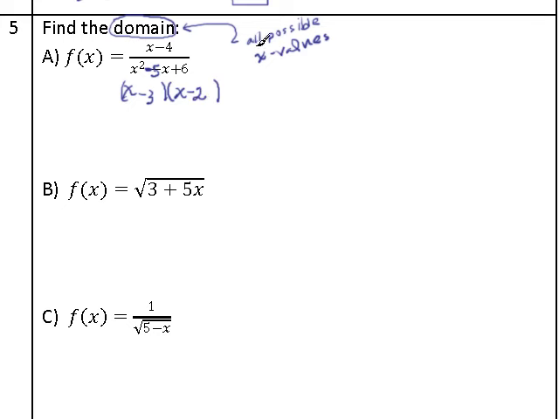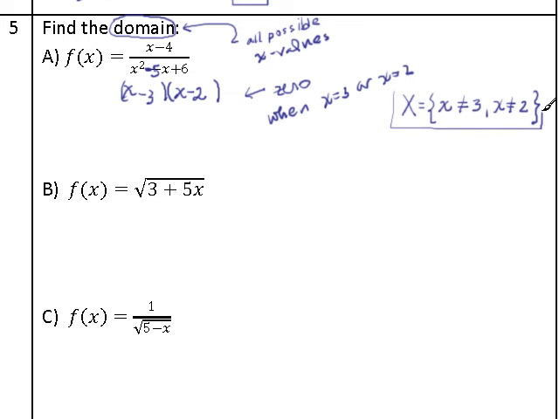Okay, so the denominator is equal to 0 when x equals 3 or x equals 2. So we want to avoid 3 and 2. So we express our domain like this. The symbol capital X often is used for domain. And we say x is equal to, and then just indicate that x cannot equal 3 and x cannot equal 2. And the assumption is that the domain is everything else except 3 and 2.